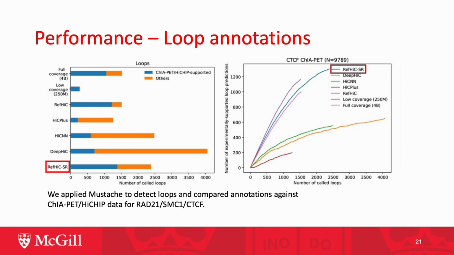So we compare the loop annotations to ChIA-PET data and HiChIP data for different proteins. RegSys SR identified the most ChIA-PET or HiChIP supported loops. CTCF is a very important element in maintaining loops, so we often use it to evaluate the accuracy of loop predictions. This figure shows that RegSys SR outperforms alternative tools significantly.